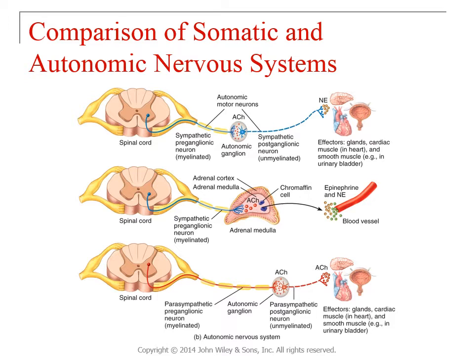The parasympathetic is going to be myelinated in the first preganglionic neuron. It's going to synapse in the parasympathetic postganglionic neuron with acetylcholine to an unmyelinated neuron. And this time, the effectors again will be either the glands, cardiac muscle, or the smooth muscle.